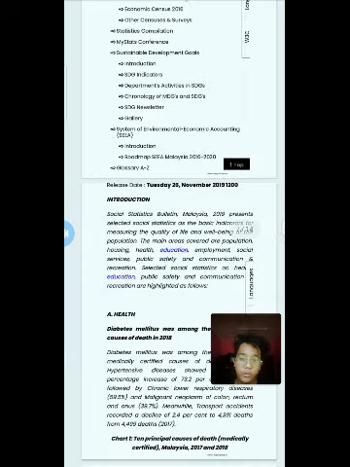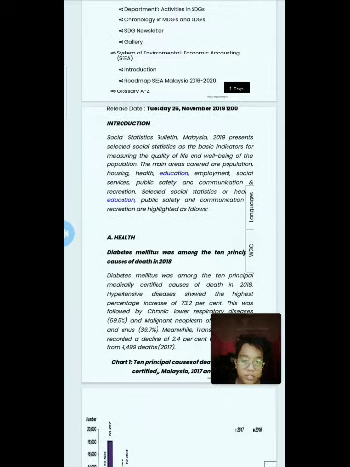I will show you the introduction and read it for you. Social Statistics Bulletin Malaysia 2019 presents selected social statistics as the basic indicators for measuring the quality of life and well-being of the population. The main areas covered are population, housing, health, education, employment, social service, public safety, and communication and recreation. Selected social statistics on health, education, public safety, and communication and recreation are highlighted as follows.